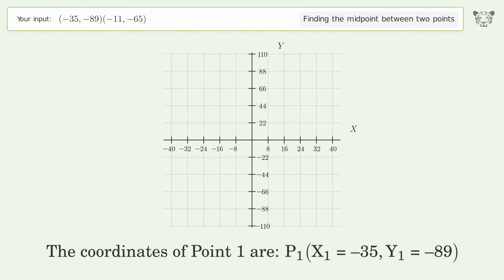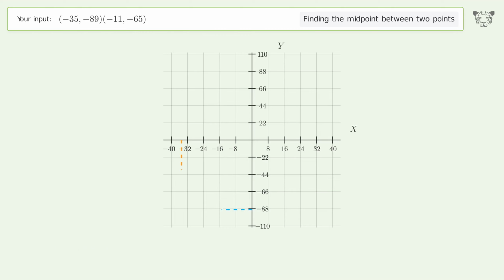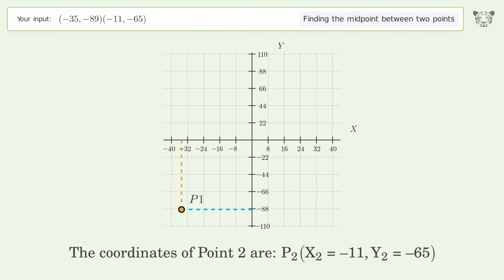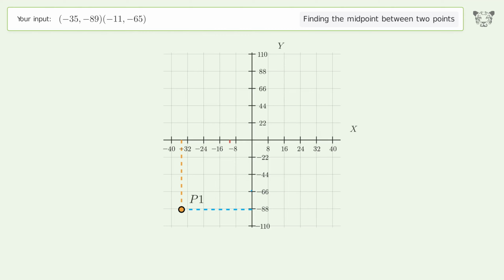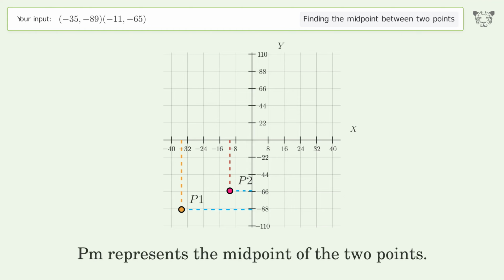The coordinates of point 1 are x1 equals -35, y1 equals -89. The coordinates of point 2 are x2 equals -11, y2 equals -65. PM represents the midpoint of the 2 points.